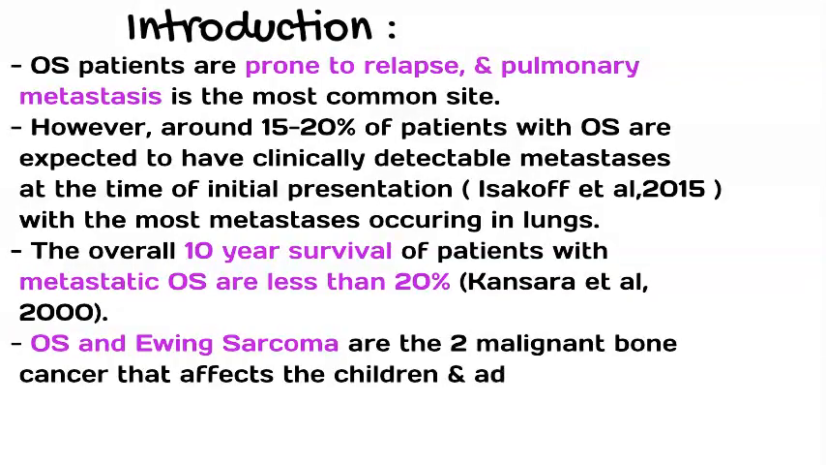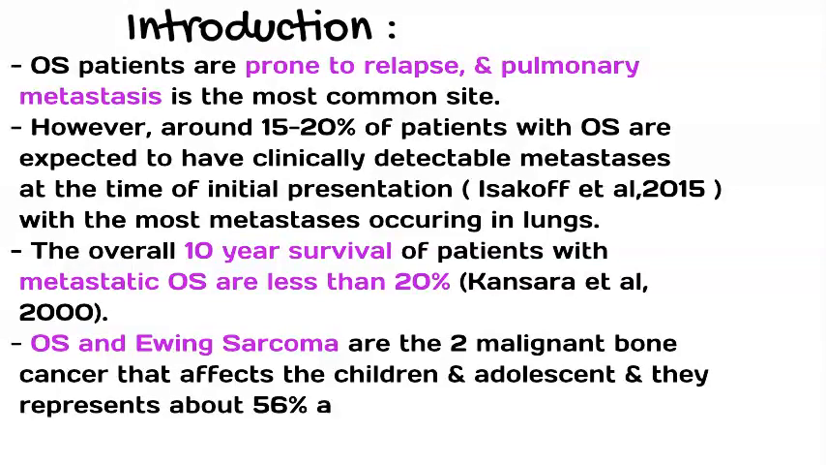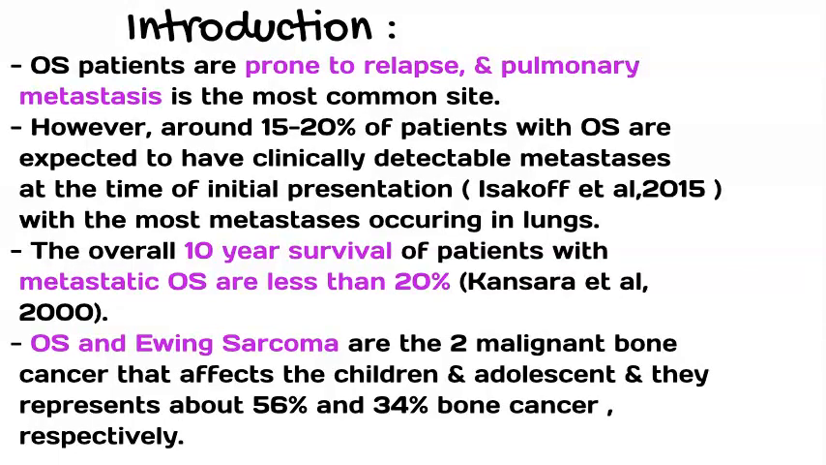Osteosarcoma and Ewing sarcoma are the two malignant bone cancers that affect children and adolescents, and they represent about 56% and 34% of bone cancers, respectively.